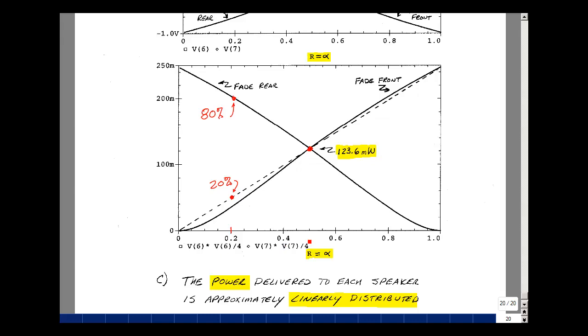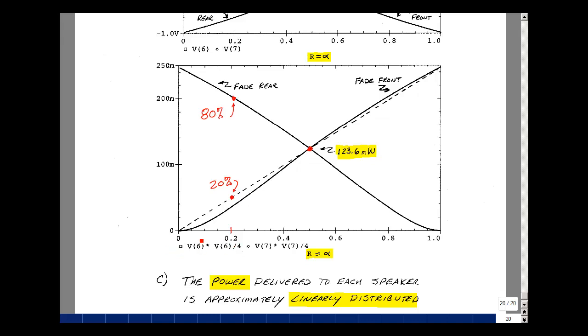So when the pot's in the center position, I was getting, hand calculation, 123.6 milliwatts to each speaker, and that's exactly what I have here. And then in the extreme positions here, when I fade to the rear, I get nothing in the front speaker, and I get 247.5 milliwatts in the rear speaker. And the opposite occurs at the other end of the pot.